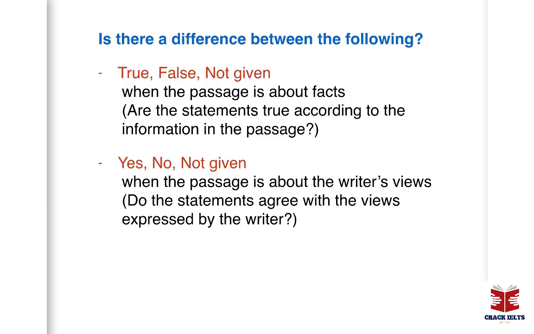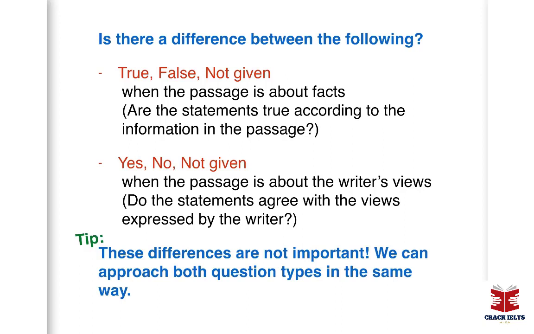So we've seen a small difference between facts and views, and here's my tip. These differences are not important. We can approach both question types in the same way. Just think correct, incorrect, not given information about that, okay? Now we all understand the differences between the two types of questions, we can forget it completely. Don't worry anymore about the difference between True or False, Yes or No, because we're gonna approach it in the same way.